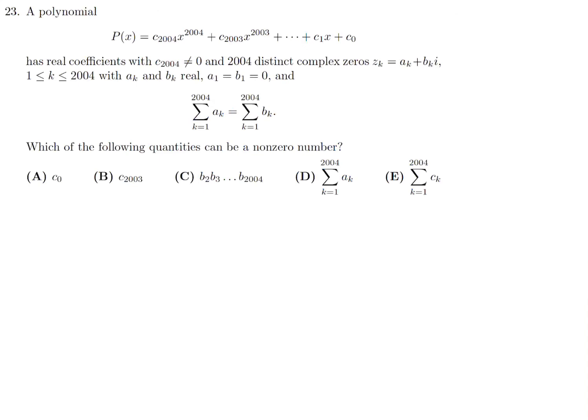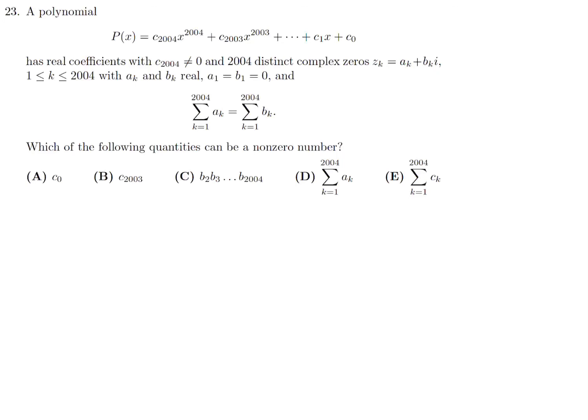A polynomial p of x is equal to c 2004 times x to the 2004 plus c 2003 times x to the power 2003 plus dot dot dot plus c1 x plus c0 has real coefficients, with c 2004 not equal to 0 and 2004 distinct complex zeros. zk is equal to ak plus bk i, where k is between 1 and 2004, with ak and bk real. a1 is equal to b1 is equal to 0, and the sum of ak from k equals 1 to 2004 is equal to the sum of bk from k equals 1 to 2004. Which of the following quantities can be a non-zero number?